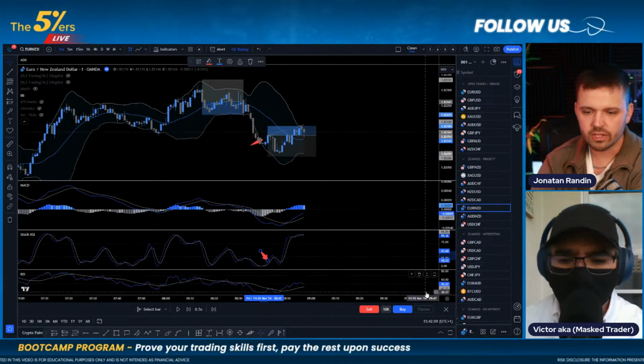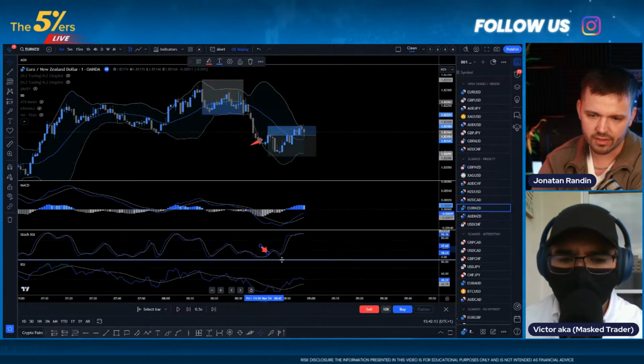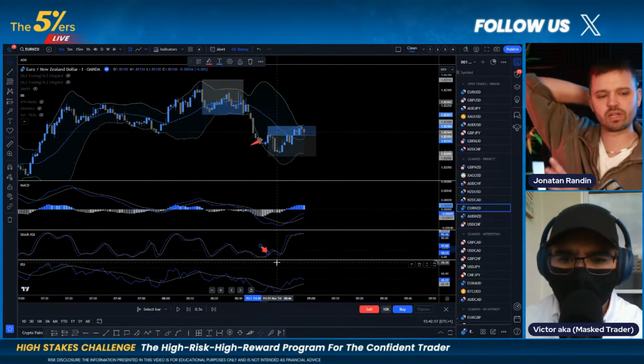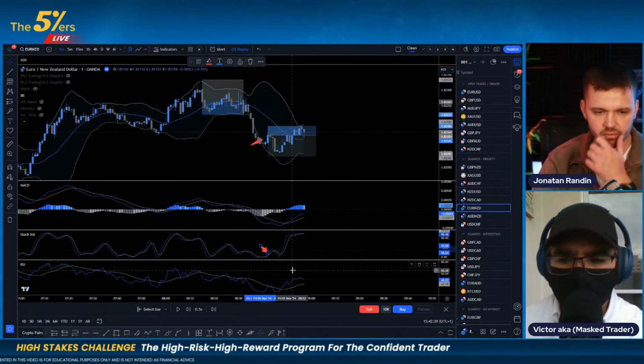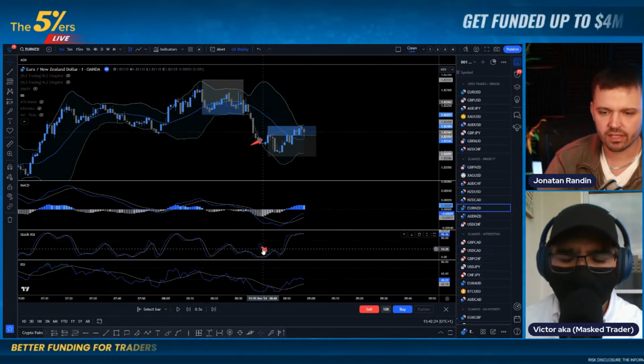And you can also include the RSI. I don't really like using the RSI, especially not in low time frames. I think stochastic RSI is much better on the low time frames because stochastic RSI reacts much quicker than the RSI.